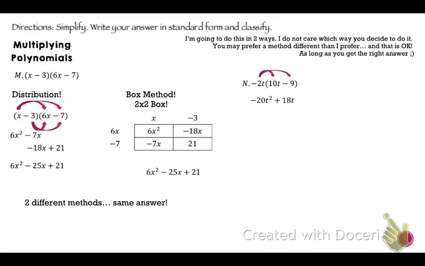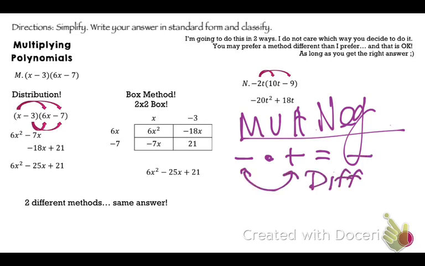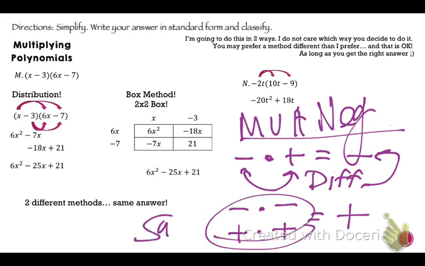Hint on multiplying negatives. Sorry, my handwriting is not very good on this thing. But if you have a negative times a positive, you will always get a negative. So if these are different, you always end up with a negative. Now if you have a negative times a negative or a positive times a positive, they will always be positive. So if these are the same, you always end up with a positive answer. Okay?